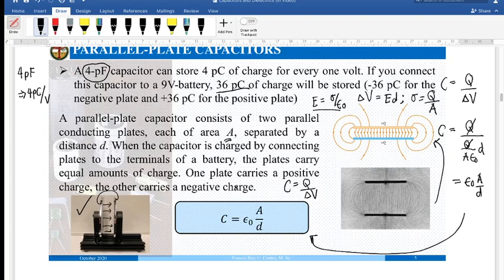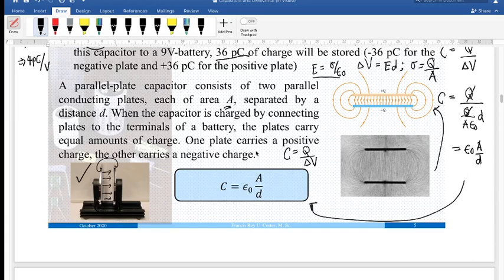Okay? So we see that the capacitance of a parallel plate capacitor is directly proportional to the area of the capacitor, and inversely proportional to the distance. So the capacitance is directly proportional to the area, but inversely proportional to the distance. How can we interpret this? Let's first tackle C directly proportional to A, the area.